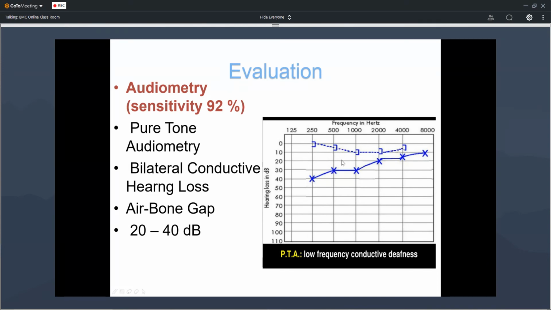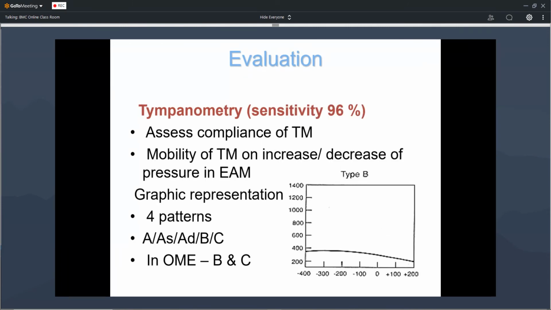In sensorineural hearing loss, both air conduction and bone conduction thresholds will be increased. We cannot see an air-bone gap in sensorineural hearing loss. So this is a conductive hearing loss in the low frequencies because of accumulation of fluid in the middle ear cavity, in glue ear. It is around 20 to 40 decibels of conductive hearing loss because of the fluid.